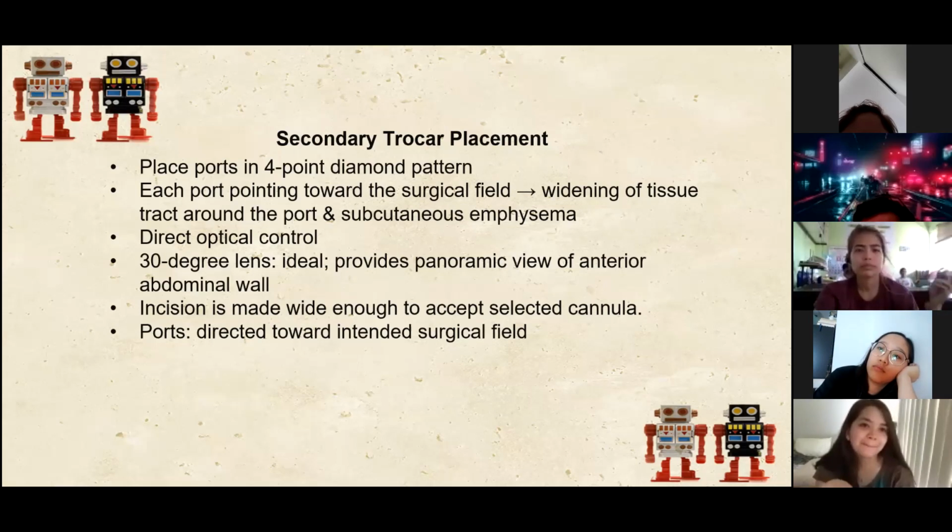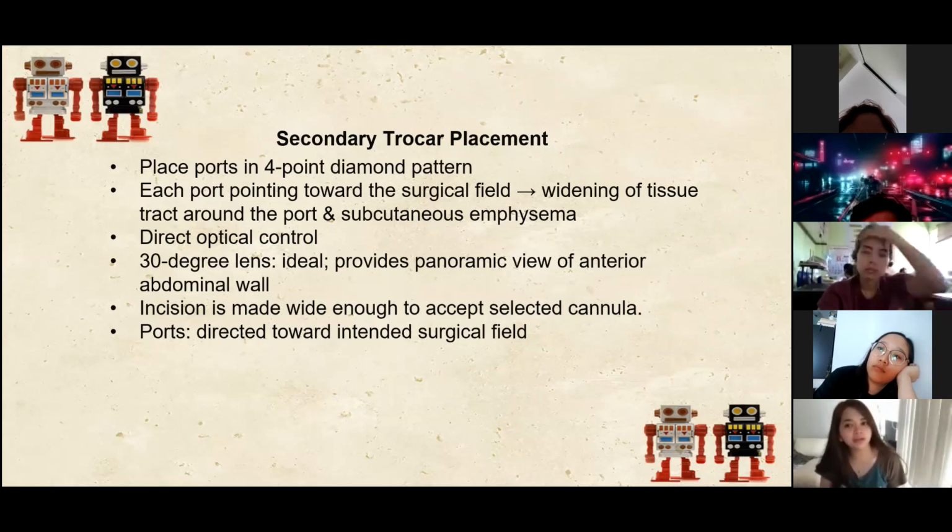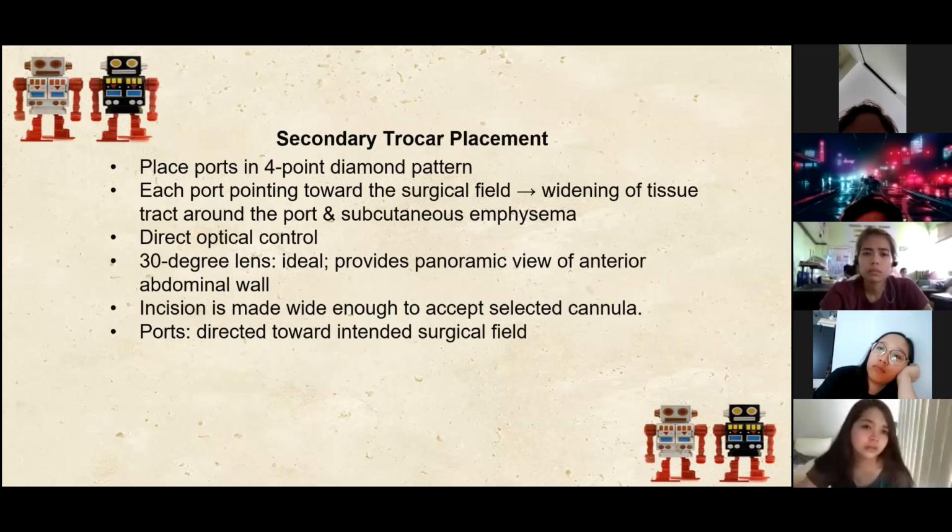It is ideal to place the ports in a 4-point diamond pattern, so the site of operation is encircled within the diamond. You should place each port so it is pointing towards the surgical field to avoid continued forceful redirection of the port during the procedure, because it can cause widening of the tissue tract around the port and subcutaneous emphysema. And the standard approach is done under direct optical control.